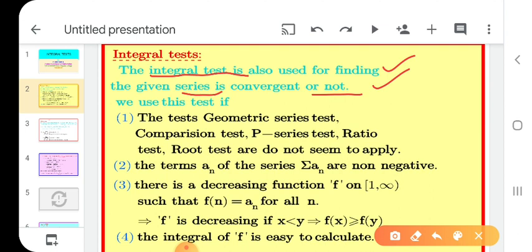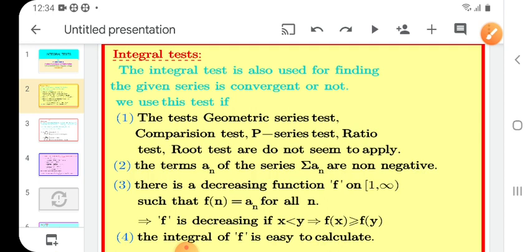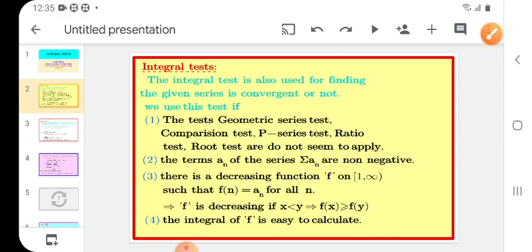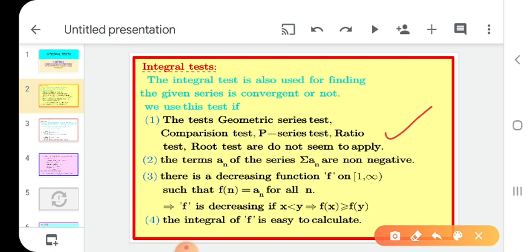We use this test if the geometric series test, ratio test, p-series test, comparison test and root test don't seem to apply. That means it is not possible to apply these tests to the given series. We use the integral test if those tests do not seem to apply, and the terms a_n of the series summation a_n are non-negative, meaning positive.